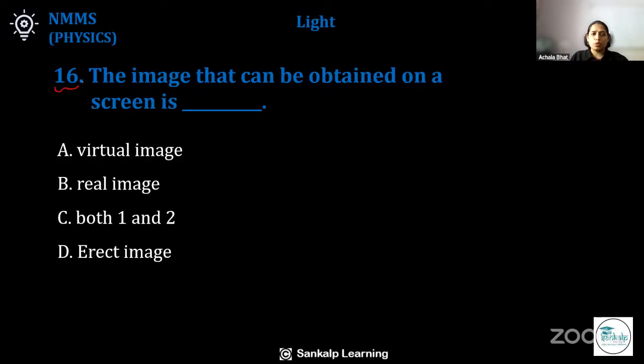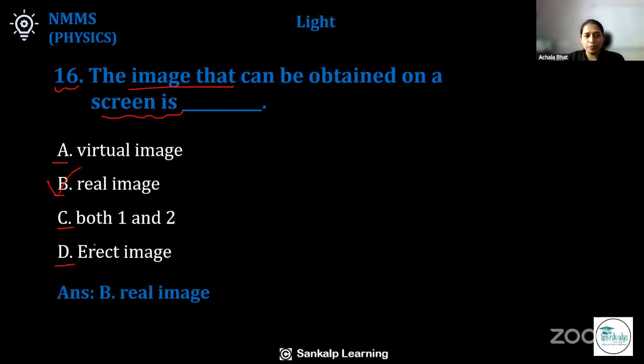Let us see question number 16 of NMMS Physics chapter light. The image that can be obtained on a screen is dash. A, virtual image, B, real image, C, both 1 and 2, D, erect image. Which one is the correct? Yes, real image is the correct one. Option B is correct, real image. The image that can be obtained on a screen is real image.